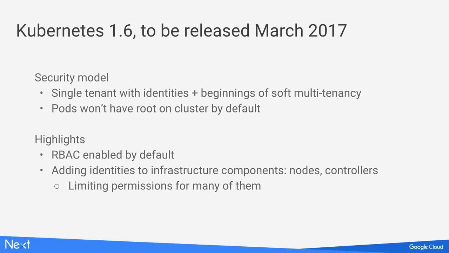So as far as security model goes, we'll have a single tenant with identities and the beginnings of soft multi-tenancy. And pods should not have root on the cluster by default. Some of the highlights is that we're getting this RBAC system. That's been some of the main focus over the last 3 months, getting that enabled by default and giving people those richer capabilities to control their system. We've also been adding a lot of identities to the infrastructure components, the nodes, the controllers, and so on. And many of them have more limited permissions than they do with 1.5 and below, but not all of them.